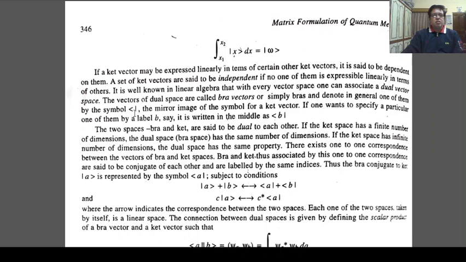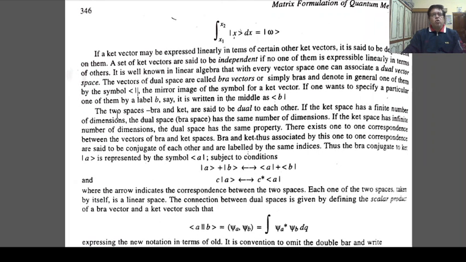The vectors of the dual space are called bra vectors, or simply bras, and we denote in general one of them by the symbol that is the reverse of the ket, the mirror image of the symbol of the ket vector. If one wants to specify a particular one of them, a label B, say, it is written in the middle: bra vector B. The two spaces, bra and ket, are said to be dual to each other.